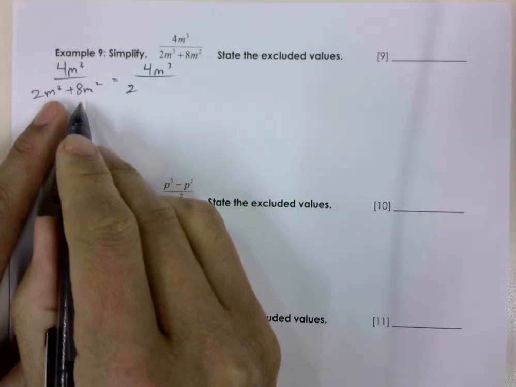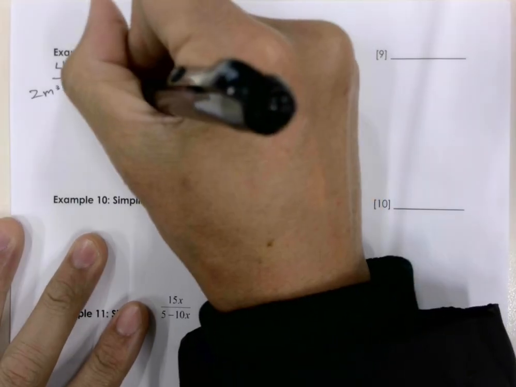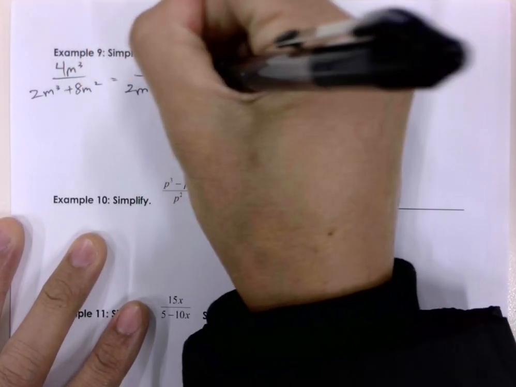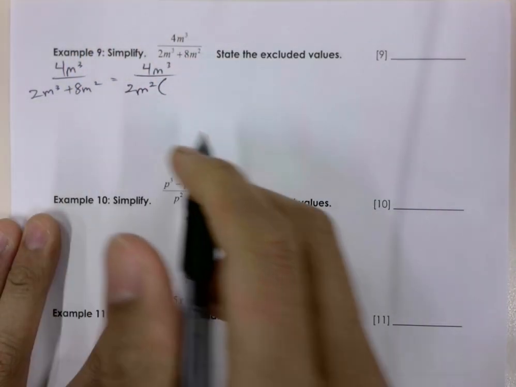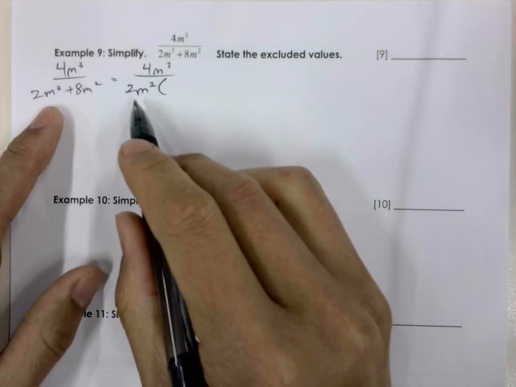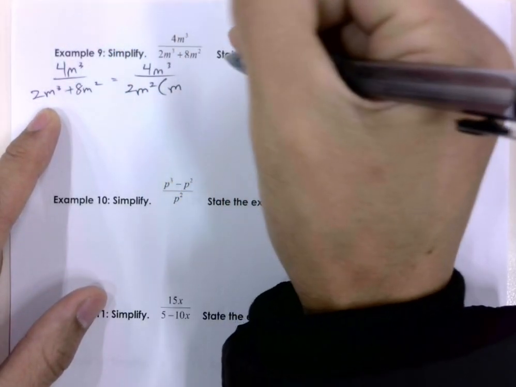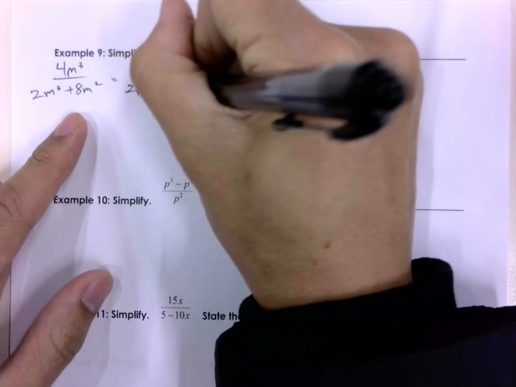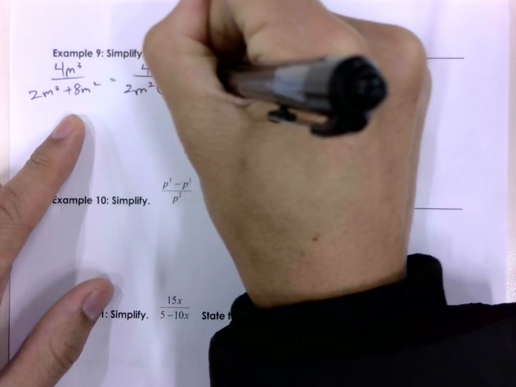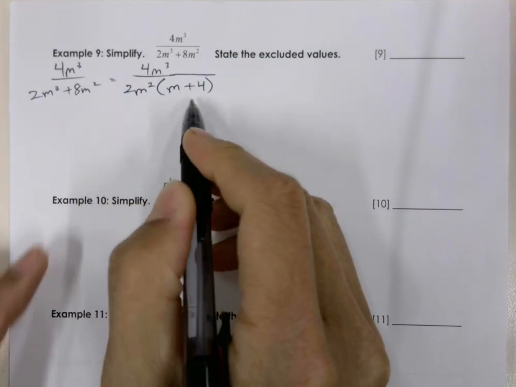And then I look at the variables, and I have 3 m's over here, and I have 2 m's over here. So I can pull out m squared, or 2 m's. And then now I'm looking and saying, okay, what times 2m squared is equal to 2m to the 3? And that's going to equal m. And then over here, it's also going to be a 4. We can double check by distributing and checking if they're equal, and yes, they are.